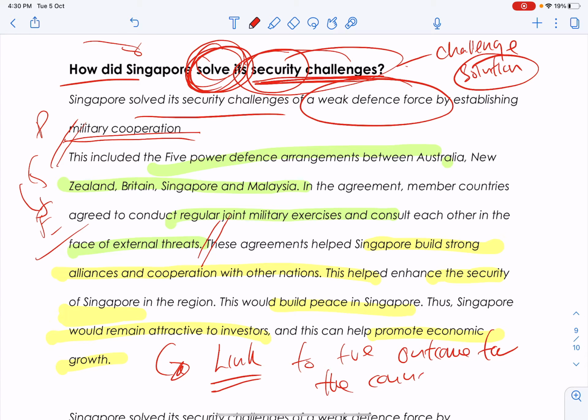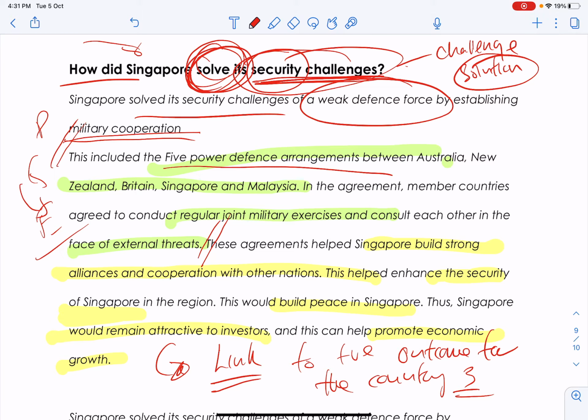All right, please give me at least three positive outcomes for the country due to this 5-power defense agreement or military cooperation. What are the different positive outcomes you can have for the country? Alright, so that's the difference between describe and explain once again. That's the difference between challenges and solution once again.